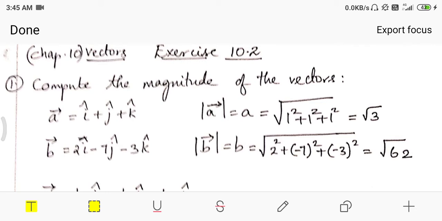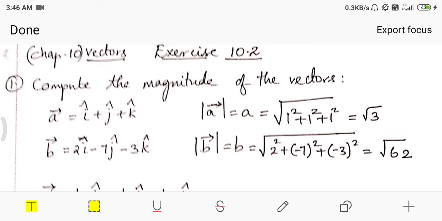The first question says compute the magnitude of the vectors. We know magnitude means length, and we also know the formula for magnitude. It has been given in the previous videos. So magnitude of a vector is found by r equals root of x squared plus y squared plus z squared, where x, y and z are its lengths along i cap, along j cap, along k cap.